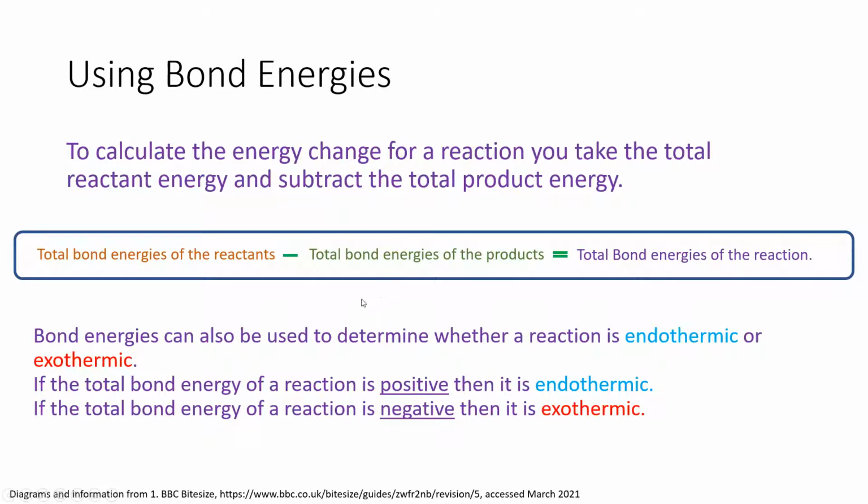I'm going to go through 2 examples and then we'll be done. Example 1 is the reaction of hydrogen and chlorine to make hydrogen-chlorine. If you write that in terms of bonds, the reactants have 1 hydrogen-hydrogen bond and a chlorine-chlorine bond. The products have 2 hydrogen-chlorine bonds.